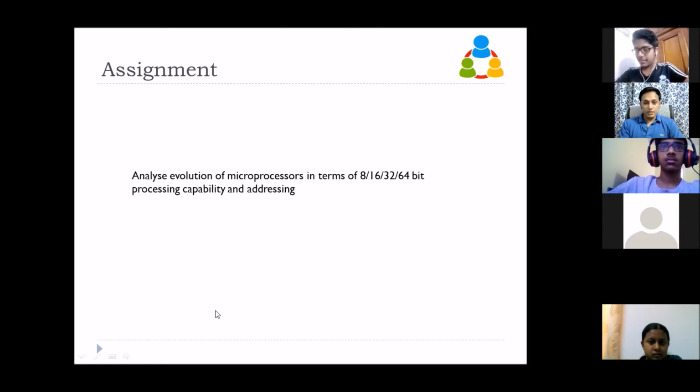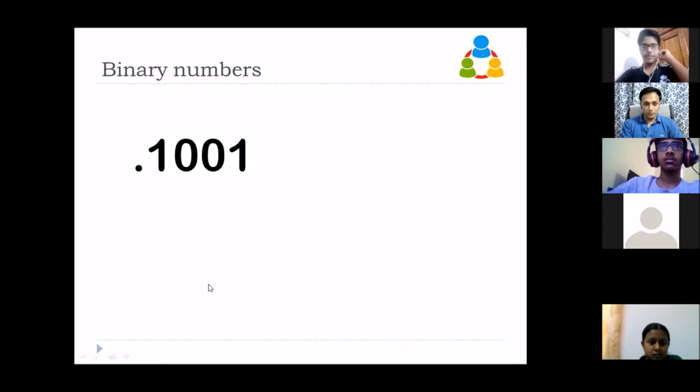So this is your assignment. Now we tighten the screw. Okay. We get into the decimal side. See, binary also has decimal, right? Binary has decimal means what?